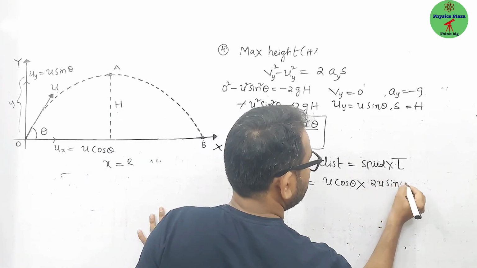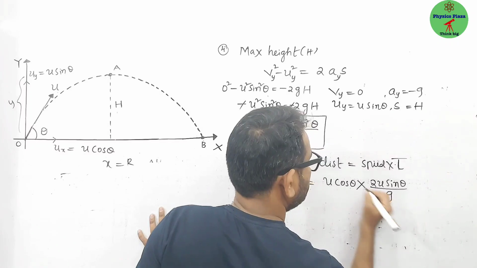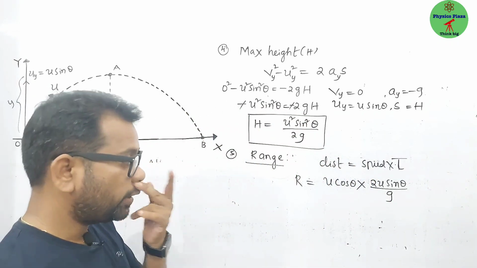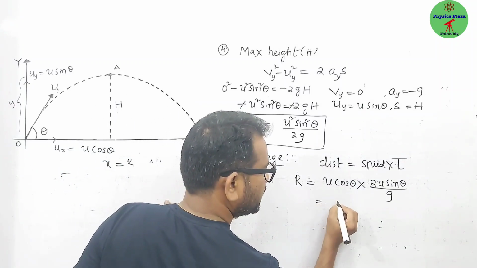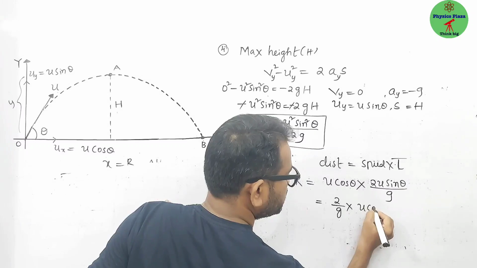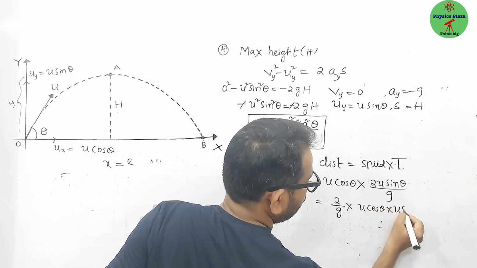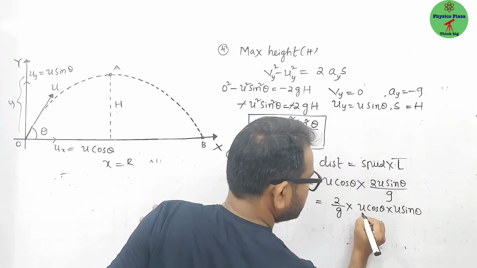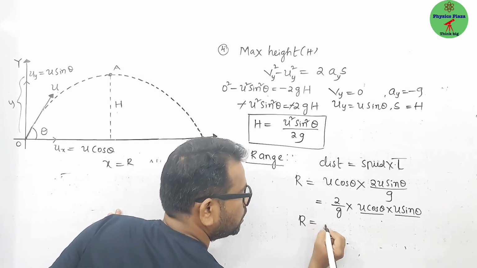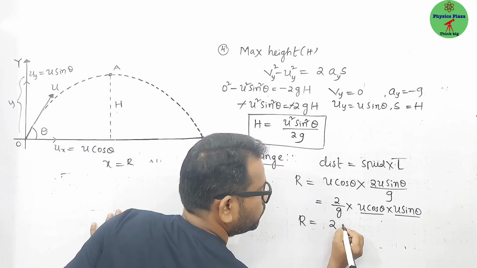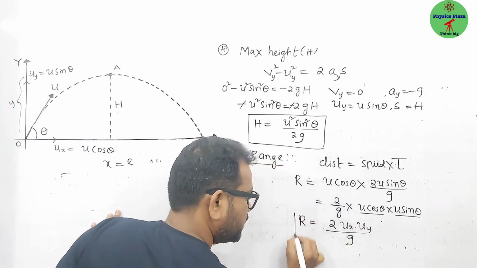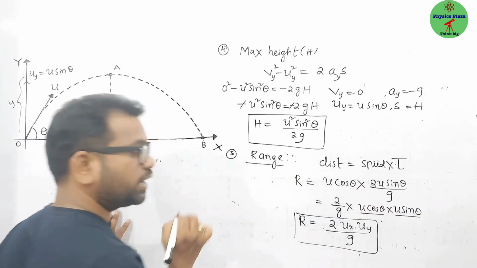2u sin theta by g. So children, here we can write one expression like this: 2 by g into u cos theta into u sin theta. Can we write? Yes. This is nothing but the horizontal component, and this is the vertical component. So we can write range is equal to 2 into ux into uy by g. So it is also one expression.